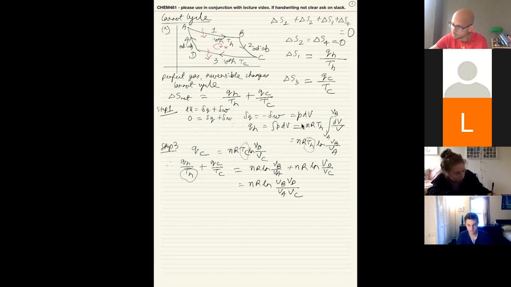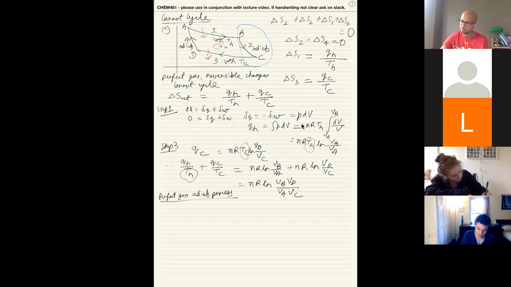So let's look at the adiabats. Now let's focus on this adiabat BC. For a perfect gas adiabatic process, what can we say? We can say du is equal to delta W, because dq is equal to 0 now. So du is equal to minus pdv. We can, however, also say that du is equal to cv dt for a perfect gas. So cv dt is equal to minus pdv.